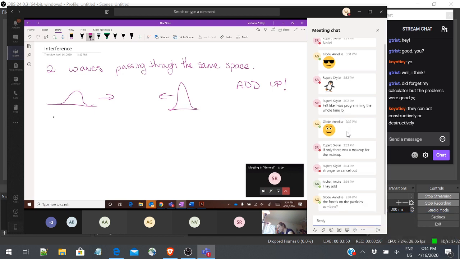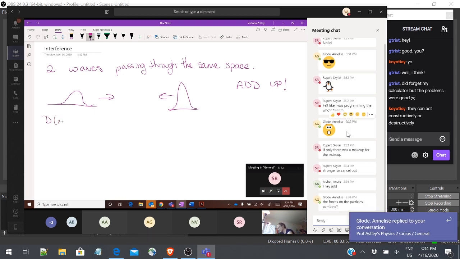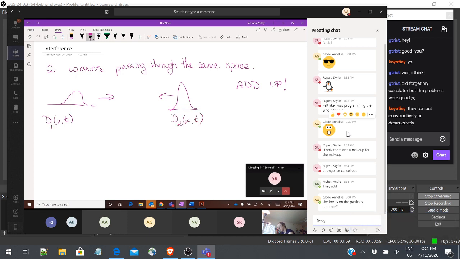The displacement, this one will have some equation for the displacement. I'm going to call this wave 1, this wave 2. So the result will just be how far one of them is above its equilibrium plus how far the other one is above its equilibrium. Forces on the particles combine, yeah. Mm-hmm. It's kind of the same idea. So acting constructively or destructively, yeah, that's where we're going with this.